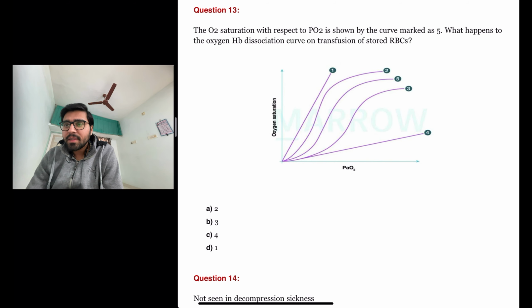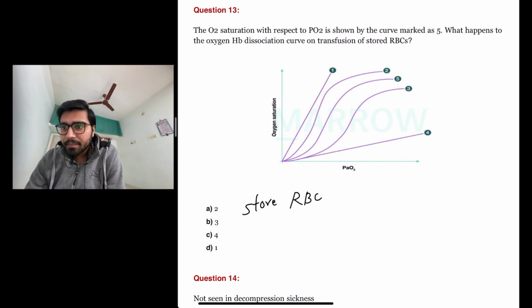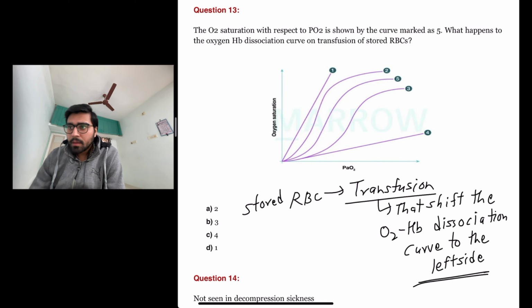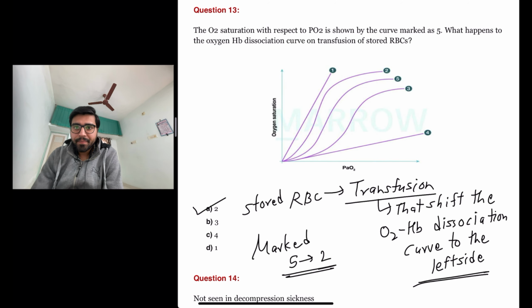The next question is the oxygen saturation with respect to pressure of oxygen is shown by the curve marked 5. What happens to the oxygen hemoglobin dissociation curve on transfusion of stored RBCs? When stored RBCs undergo transfusion, that shifts the oxygen hemoglobin dissociation curve to the left side. Okay, so that marked 5 becomes the marked number 2. Answer is A, 2.